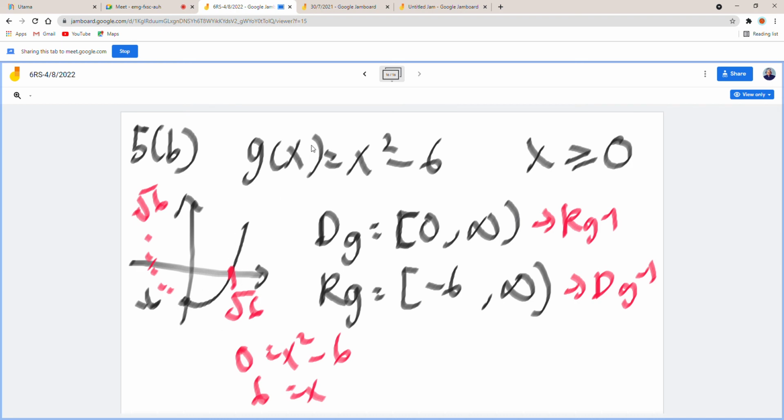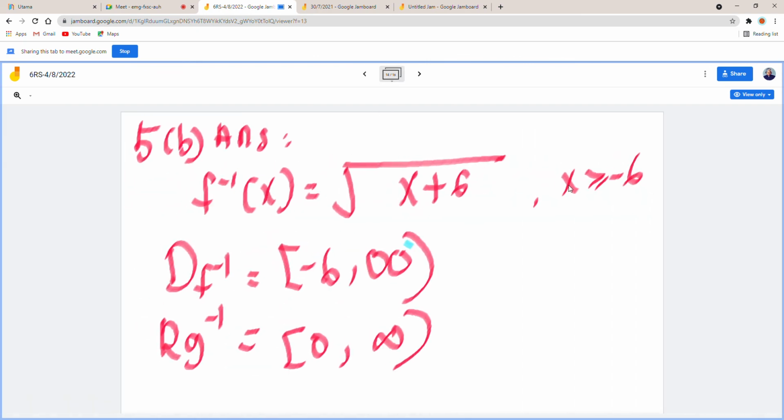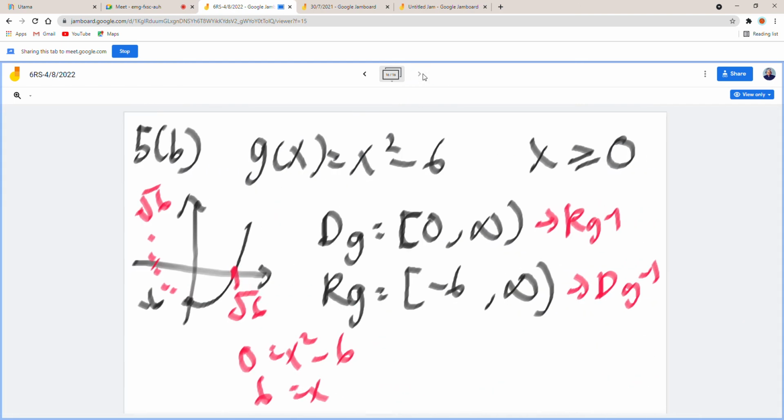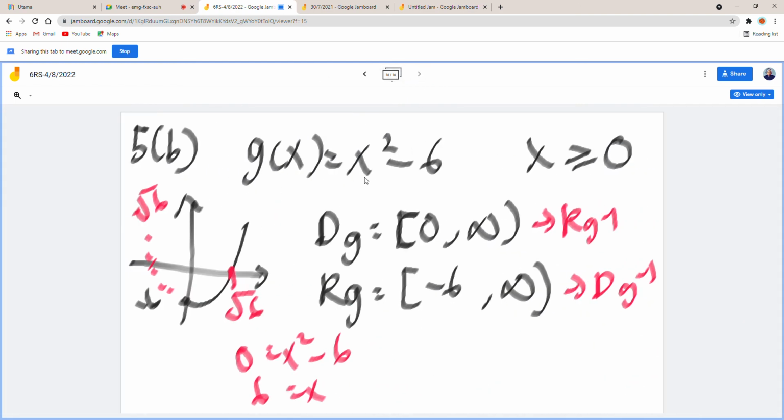This graph is for g(x), not the inverse. From g(x) we can find the domain and range, so we can find the domain and range for the inverse. The domain is 0 to infinity, the range is negative 6 to infinity. The domain of the inverse will be the range, and the range of the inverse will be the domain. So that's all. Finished all? Yeah, that's all.